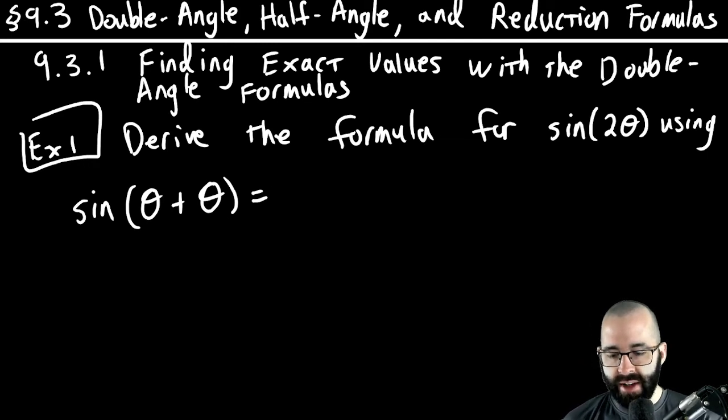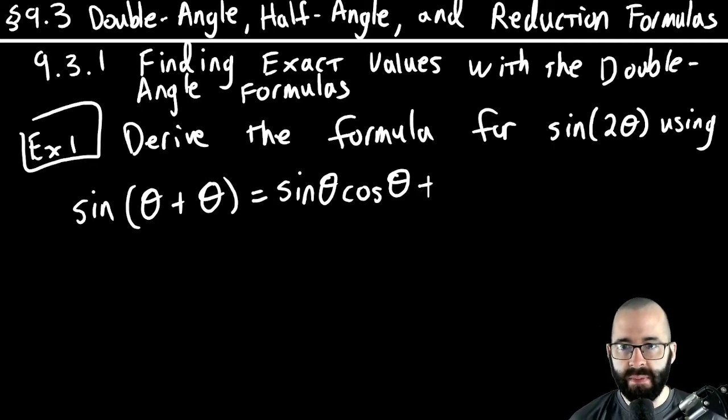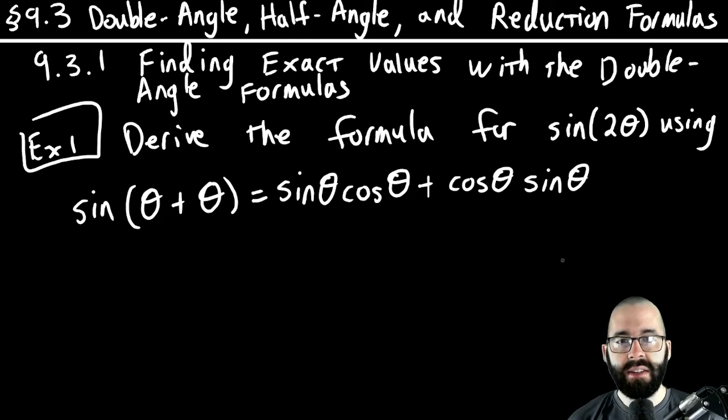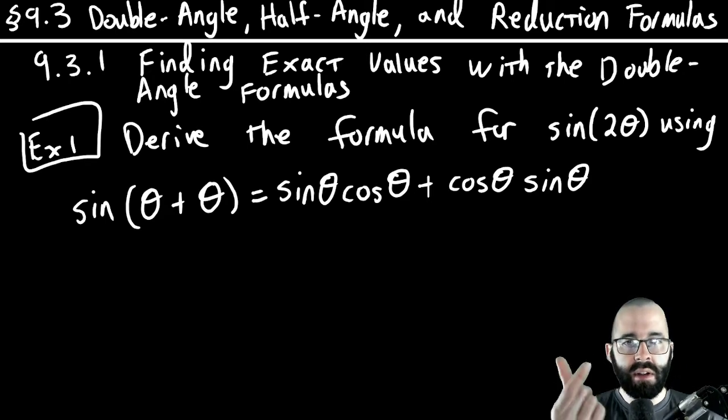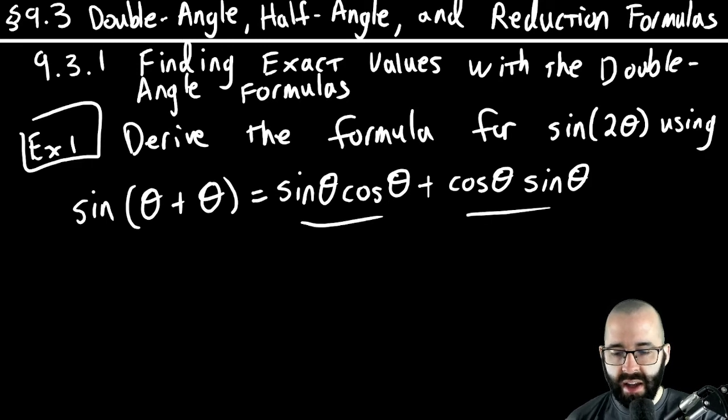So angle sum said it's going to be the sine of the first angle times the cosine of the second angle, plus, for cosine they're opposites, for sine they are the same, plus the cosine of the first angle times the sine of the second angle. Well, the first angle and the second angle are the same, and multiplication is commutative. A times B is the same as B times A. So sine theta cosine theta is the same as cosine theta sine theta. These are both the same thing.